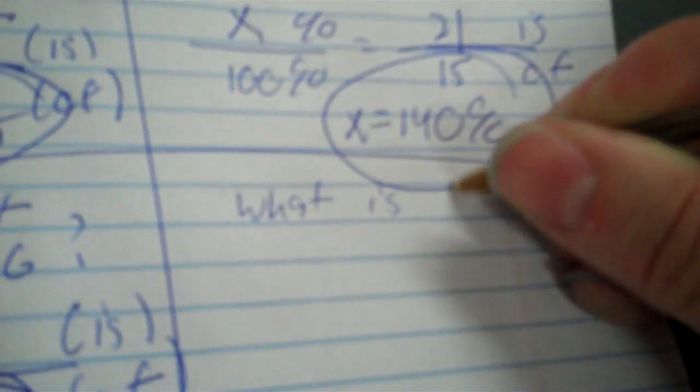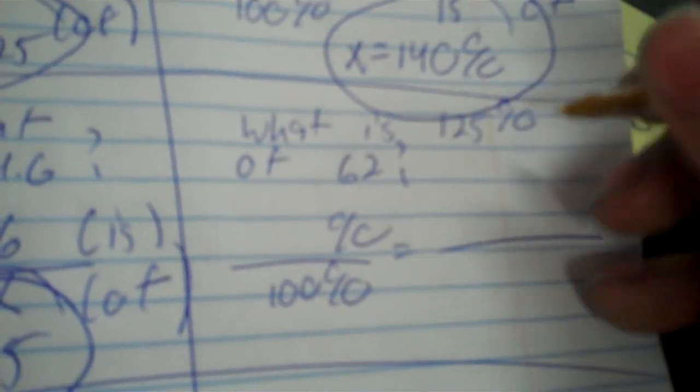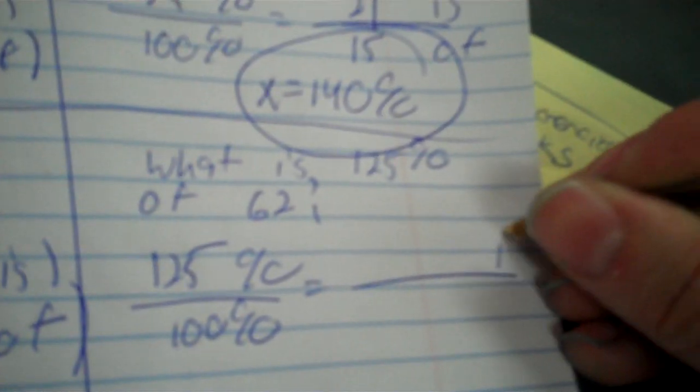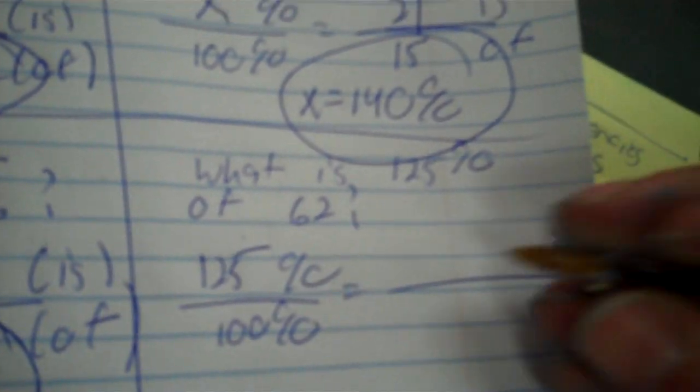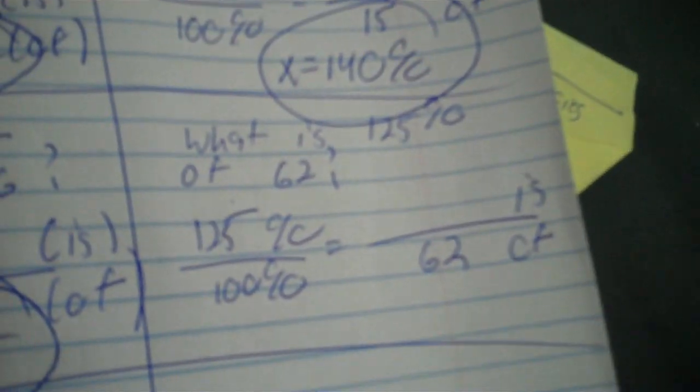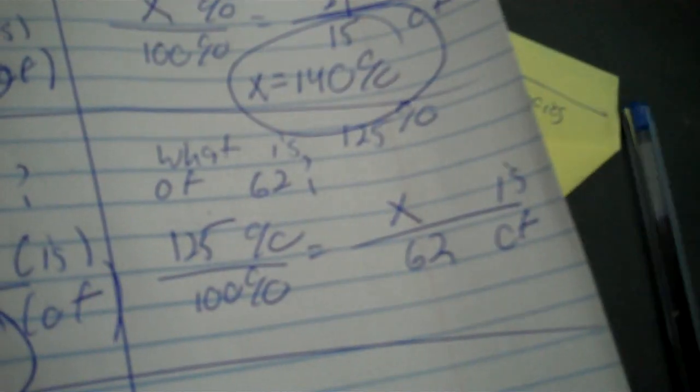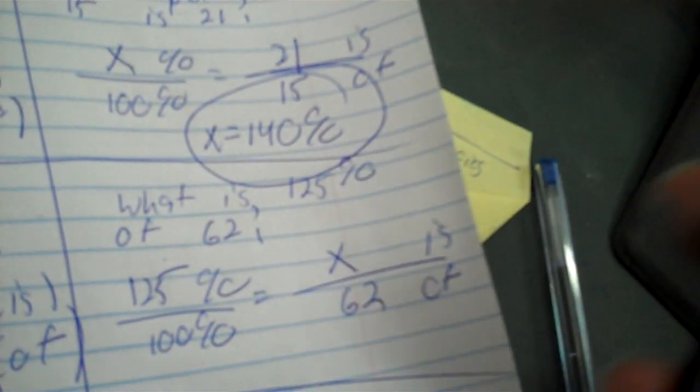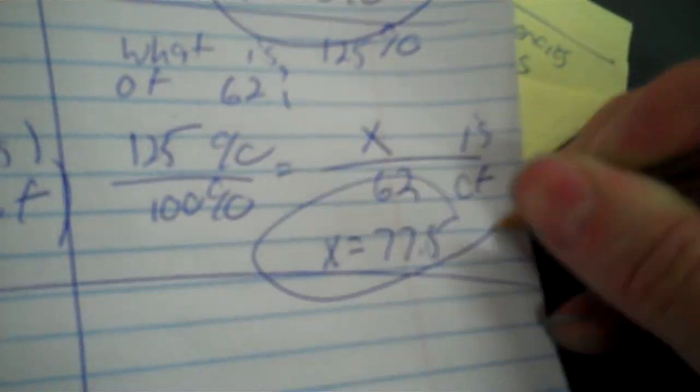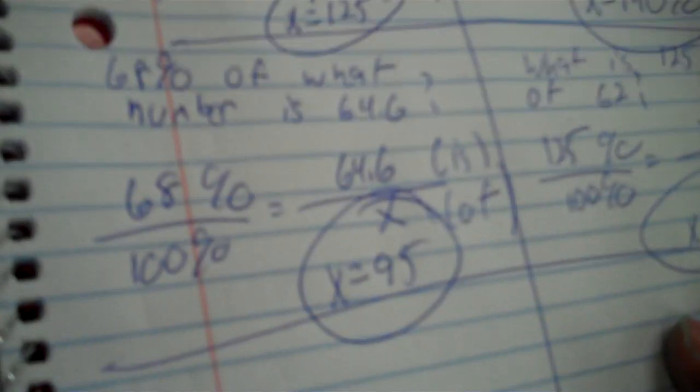Okay, next one. What is 125% of 62? Okay, so I have 125 for my percent, then the is to the of. After of, we see 62. Cross multiply and divide. So I take 125 times 62 divided by 100, 77.5. Really, once you get the hang of this, it's quite easy.